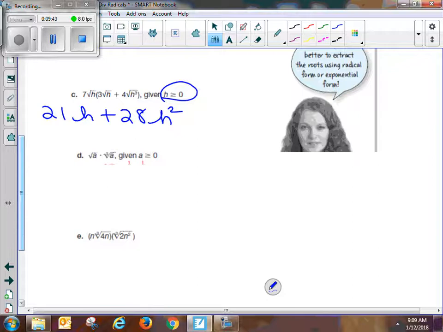As is, can I multiply those guys together? What do you think? No. Do you know how come? Cube root, square root. The index is not the same. Okay, so we need to convert them over to fraction powers.